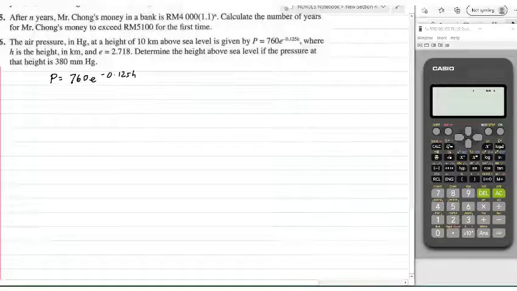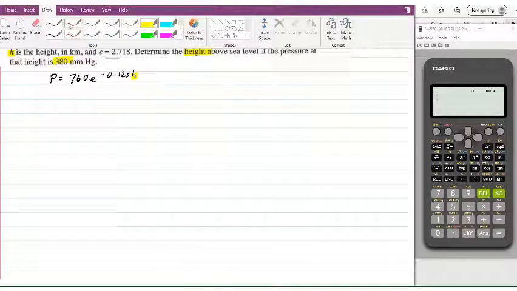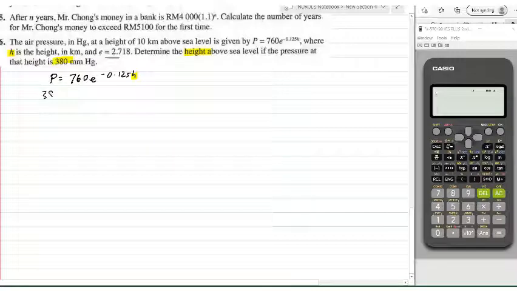So what is e actually? e is the value of e here. So this question is related with log base e, that is ln. The question asks us to determine the height, where height is h. Where is h? h is this one. And given that 380 is the value of P. So we put 380 equals 760 e to the power of negative 0.125 h.